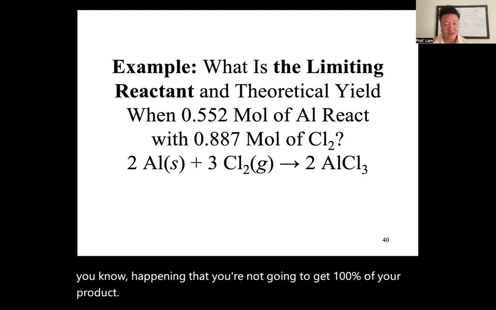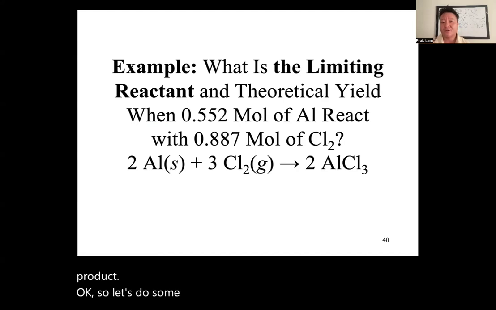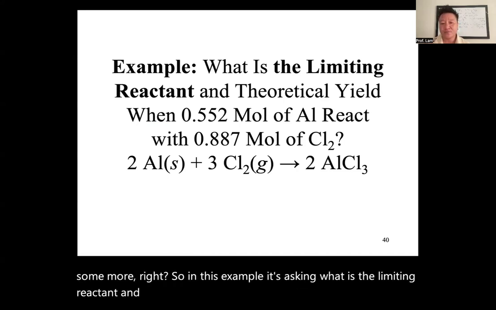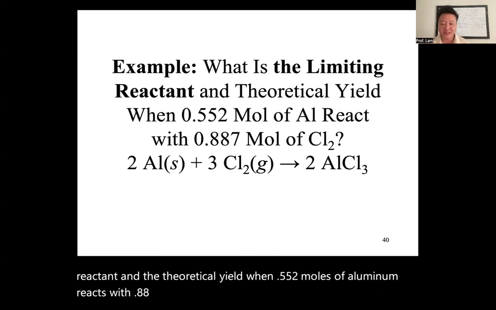Okay, so let's do some more example problems with limiting reactants, right? In this example, it's asking, what is the limiting reactant and the theoretical yield when 0.552 moles of aluminum reacts with 0.887 moles of CO2? Okay, again, I'm going to put it on the board.